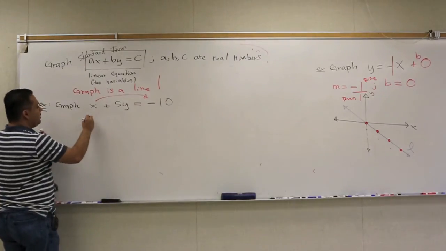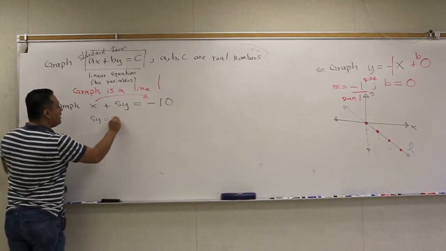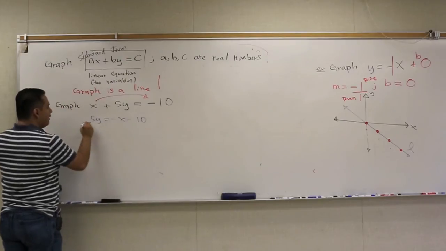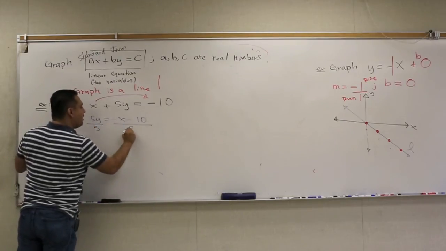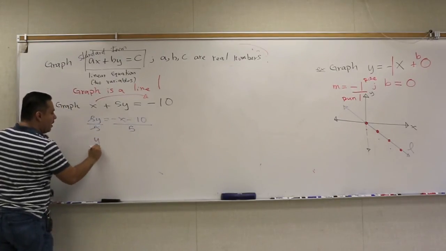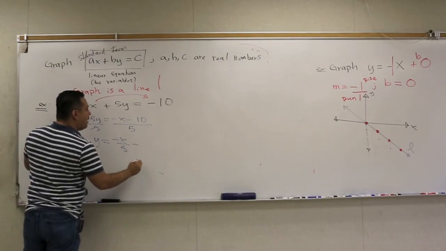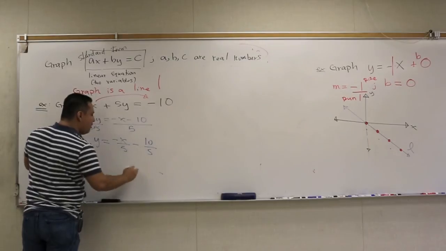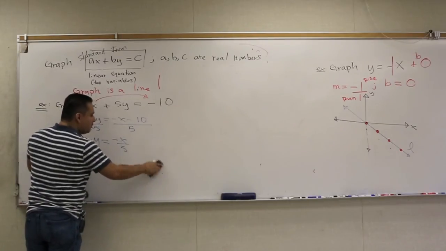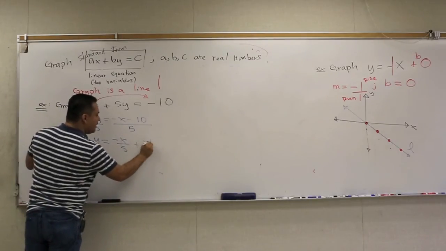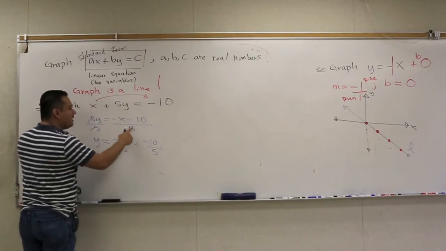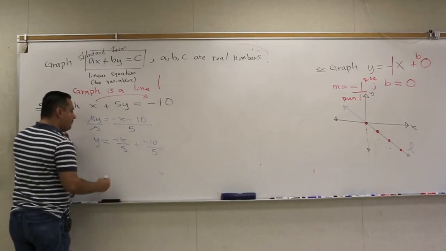Okay. I get 5y is negative x minus 10. Divide both sides by 5. The 5s cancel. I get y equals negative x over 5 minus 10 over 5. If I do that funny thing Mr. Judge does, he writes plus a negative 10 over 5. I can still do that. Subtraction is addition of a negative.